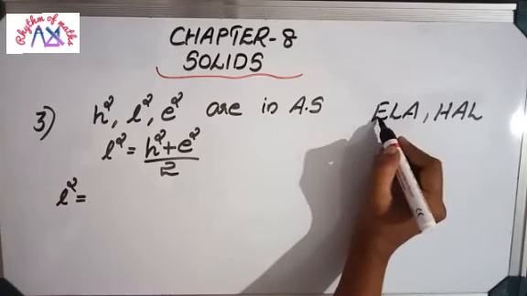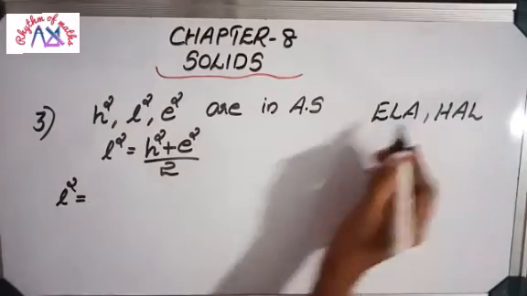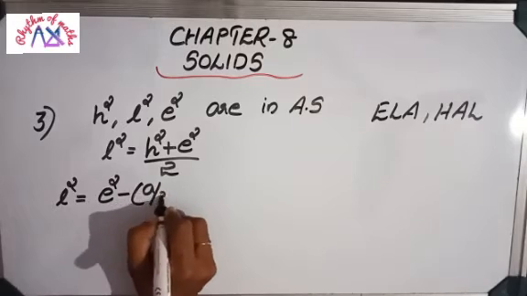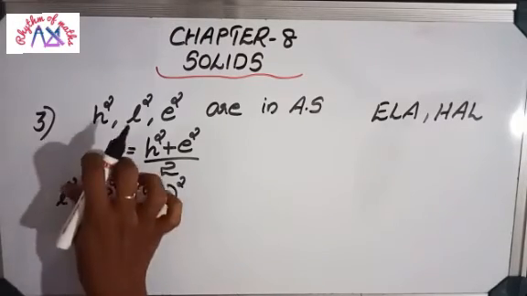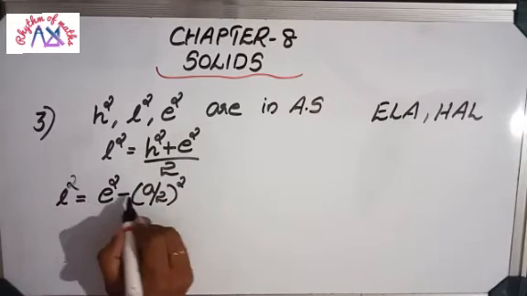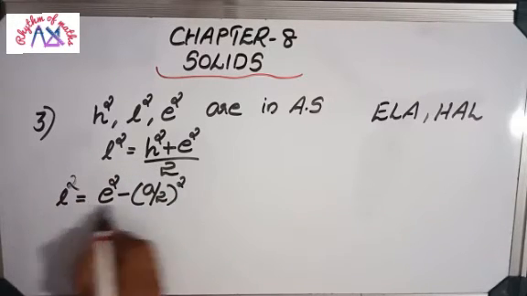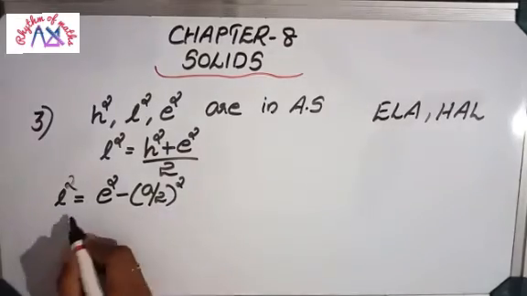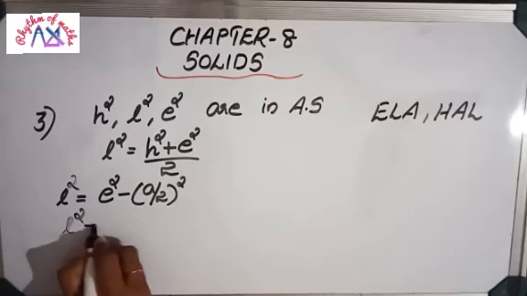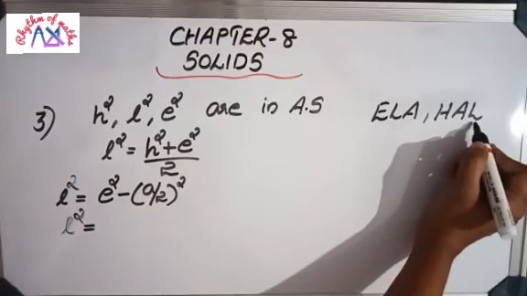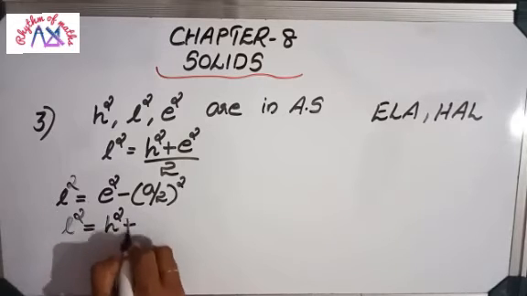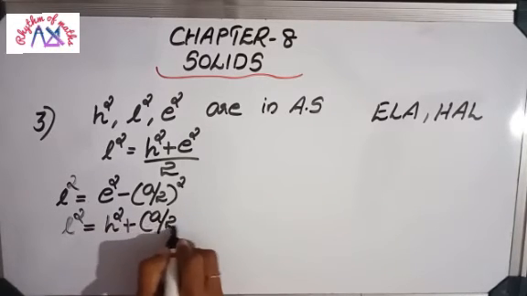Okay, in triangle ELA, E is the hypotenuse. So L square equals E square minus (A by 2) whole square. Usually we write L equals root of, but if you are writing square here, there is no need to write that root. So this is the first one. From the other triangle we can write one more: L square equals H square plus (A by 2) whole square, because in HAL, L is the hypotenuse.